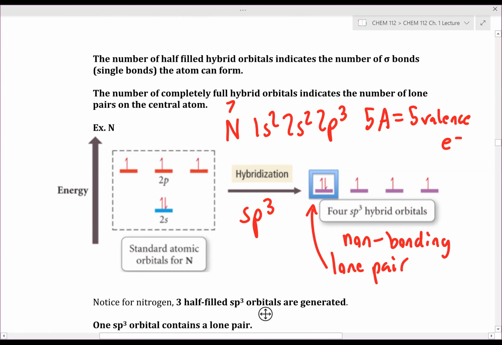Does that make sense, Tara? The relationship between the valence electrons and the number of lone pairs when it hybridizes? So then, my question to all of you is, how many bonds can this nitrogen make? 3, exactly. It can make a total of 3 bonds. More specifically, it can make 3 single bonds, 3 sigma bonds. Okay, so things are coming together now.